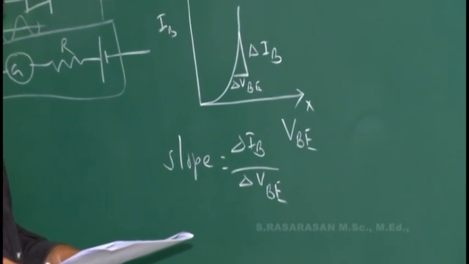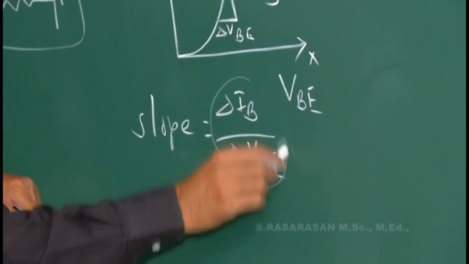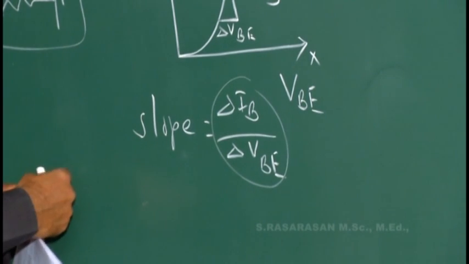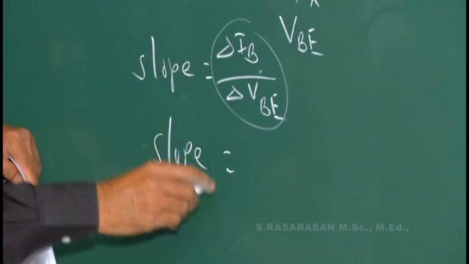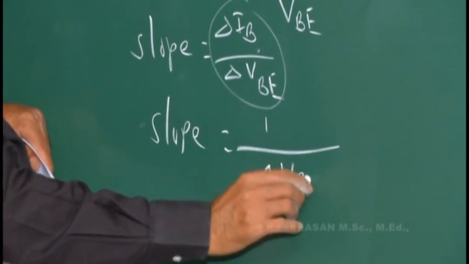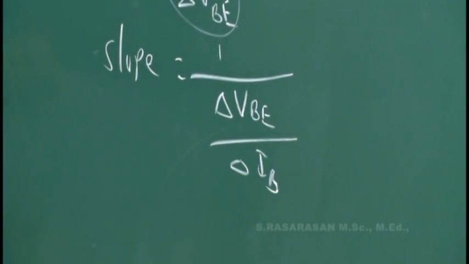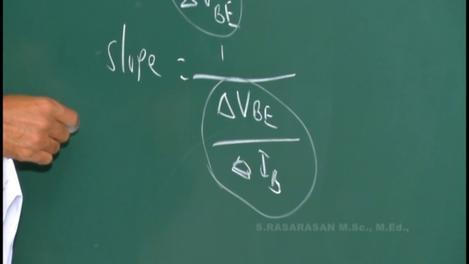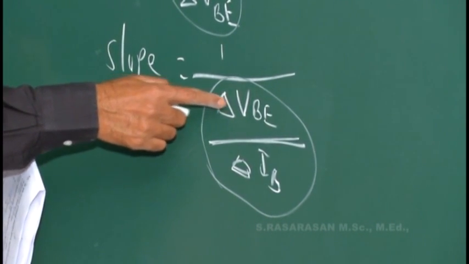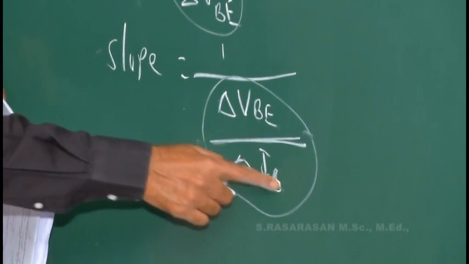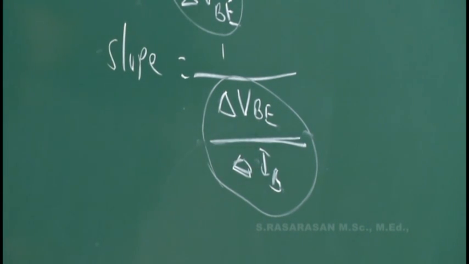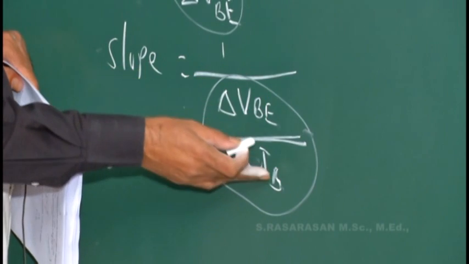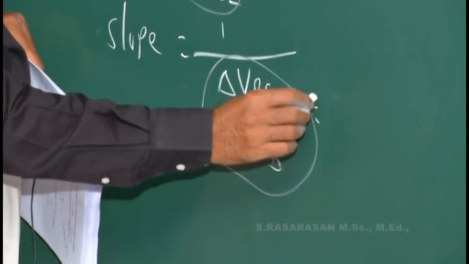What did they say? The slope of the input characteristics. They are asking for the slope. Let us take the reciprocal. Voltage by current is called resistance, or impedance as we say. Yes, we can write this expression as 1 by delta VBE by delta IB. What is this? The ratio of small change in base emitter voltage to the corresponding small change in base current. It comes to mind: input impedance. Input voltage by input current is called input resistance, but it is usual to say impedance. So this is nothing but input impedance.